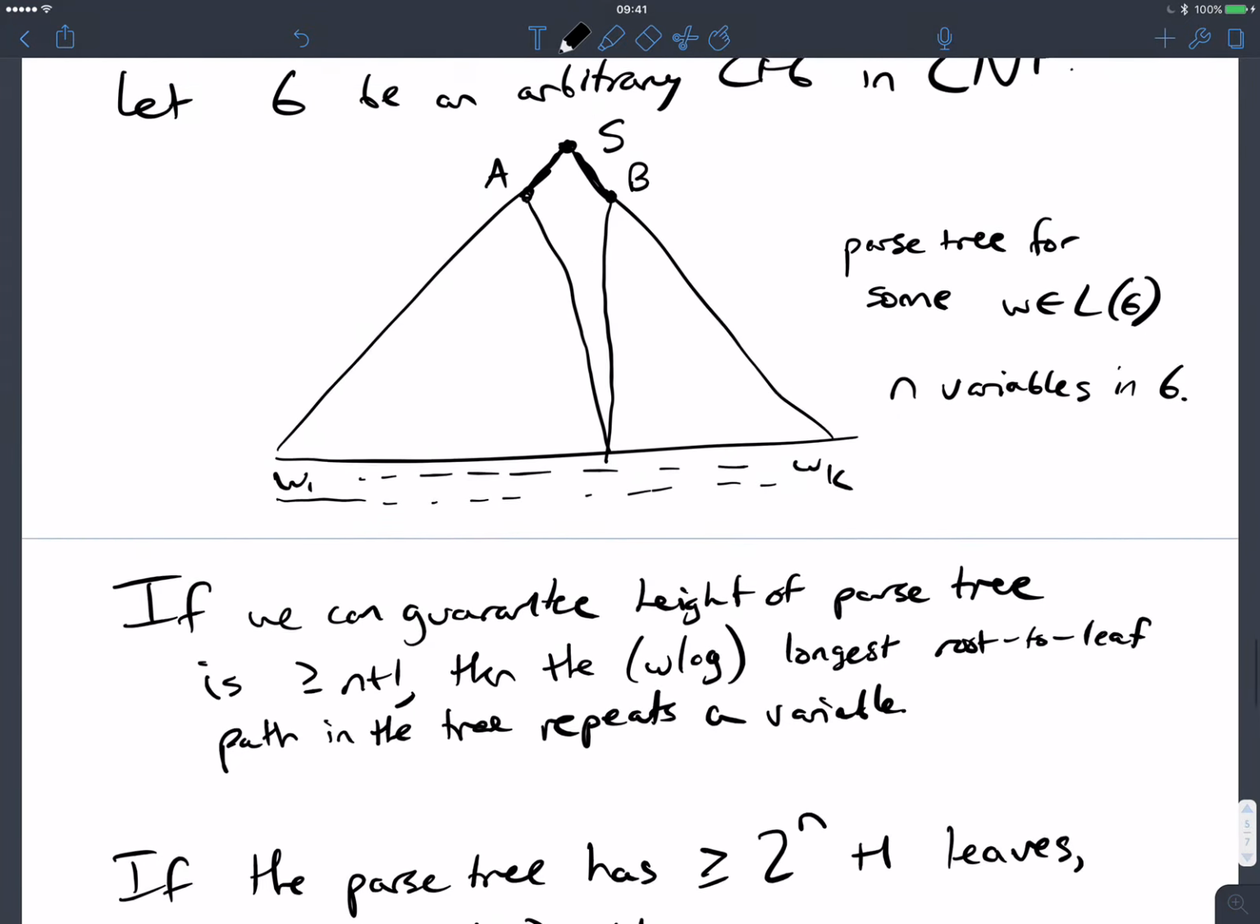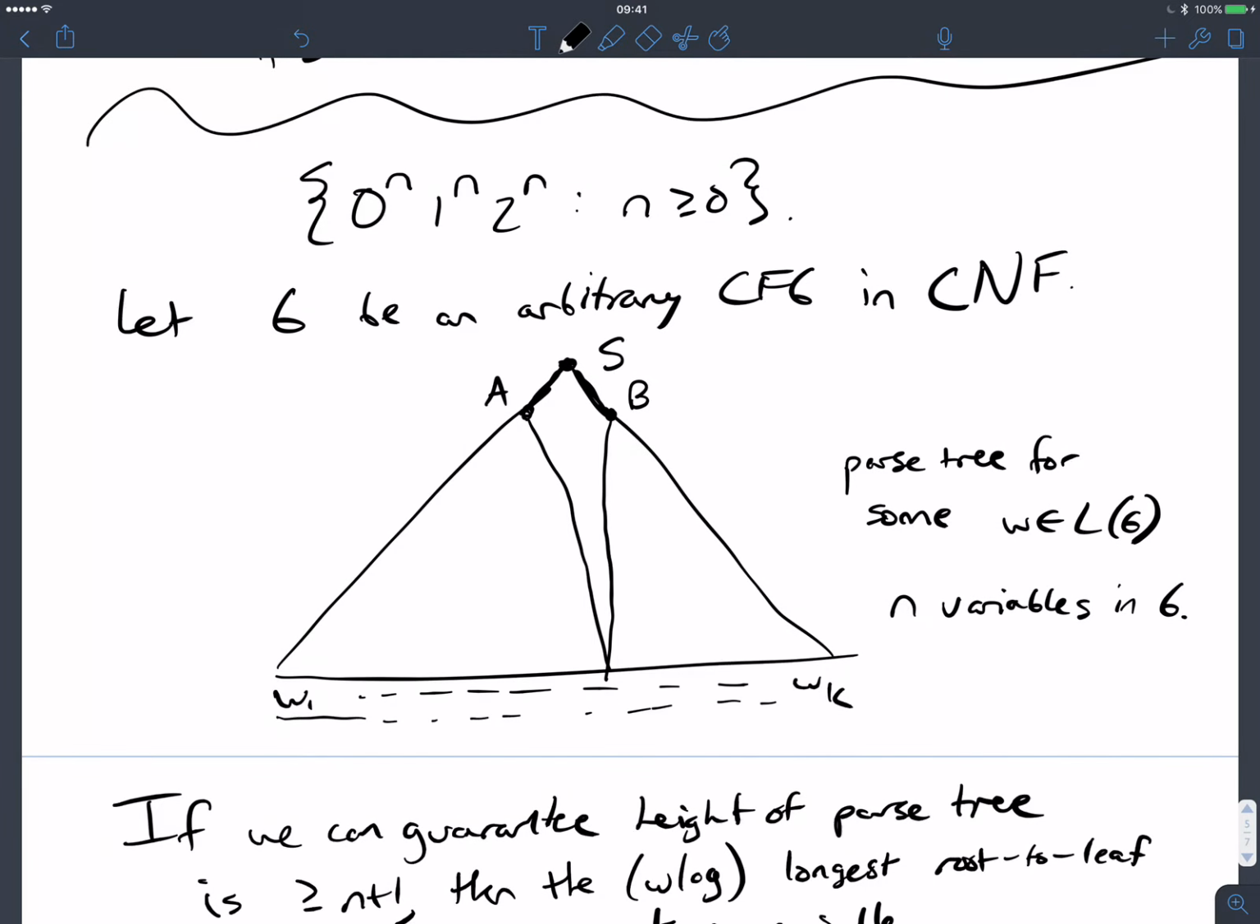Yeah, sure, I'll do a recap. So we wanted to repeat a variable in this parse tree. And if there are n variables, I want to have some way that there are n plus 1 variables along the way down. Well, how can I guarantee that there are n plus 1 variables on the way down? Well, if I look at the longest path in the tree, that's certainly enough. So if I look at the longest path, how high must the tree be?